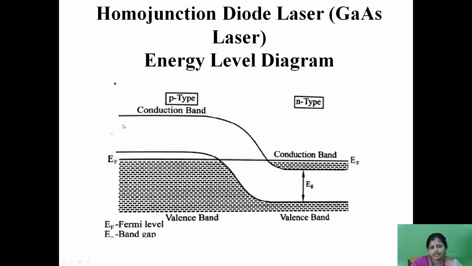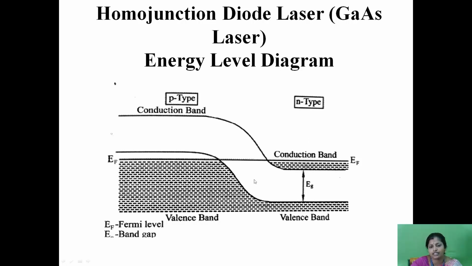You have to consider this energy level diagram. This is the P-type region and the N-type region, with the conduction band energy level. This is the upper energy level, the conduction band. This is the lower energy level, the valence band. In the P-type region, the majority are holes and the minority are electrons. In the conduction band of the N-type semiconductor, the majority are electrons and the minority are holes.